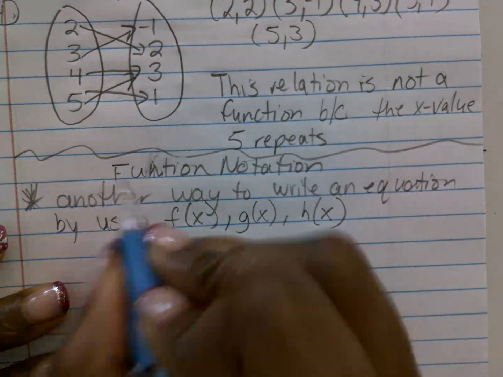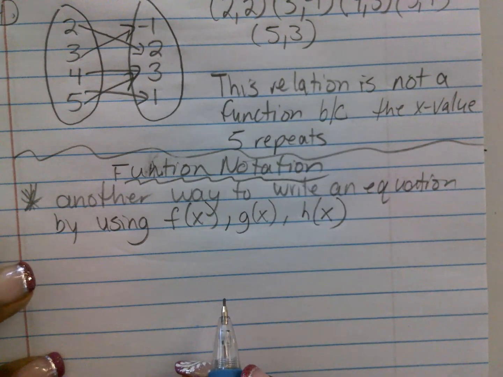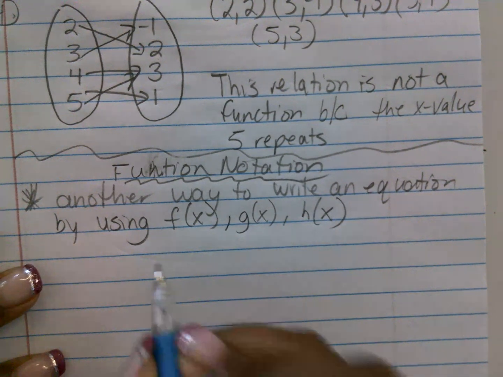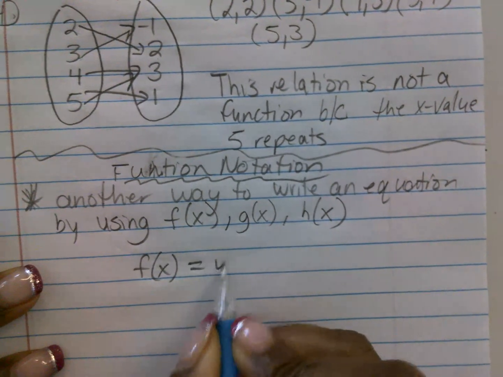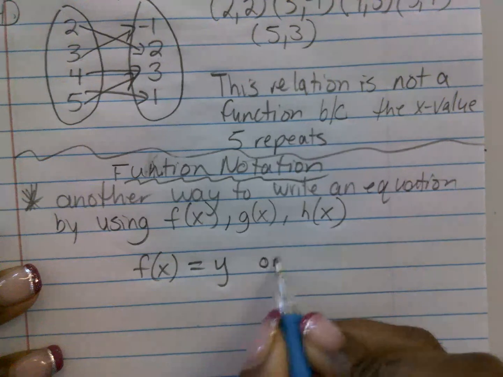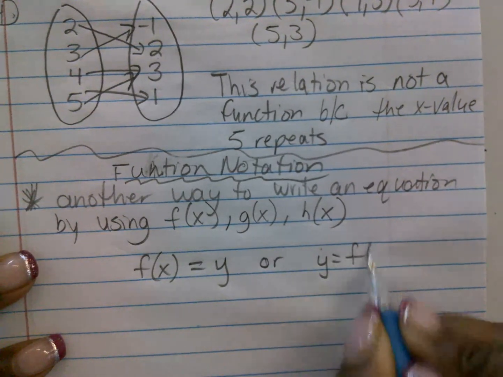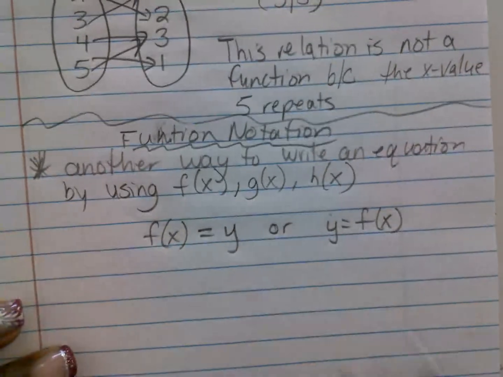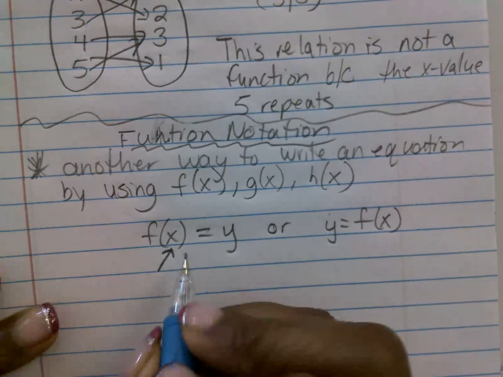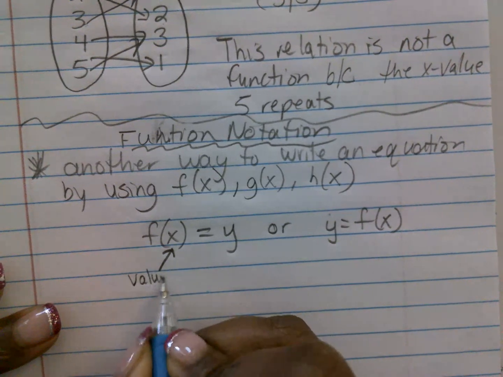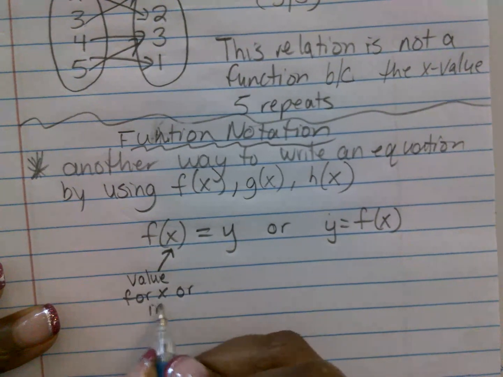All right. Function notation. So now remember, you are replacing f of x or g of x with y. They are equal to each other. The number that's in the parentheses is the value for x, or input.